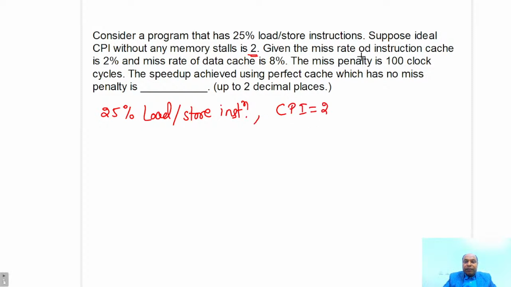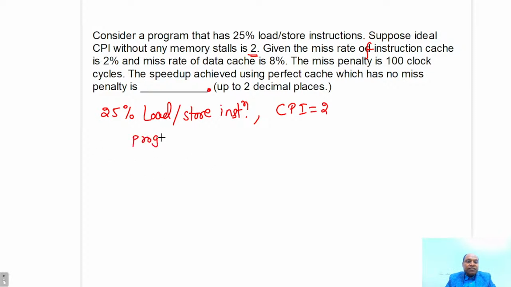Then given the miss rate of instruction cache is 2%, and the miss rate of data cache is 8%. Miss penalty is 100 clock cycles. The speedup achieved using a perfect cache, which has no miss penalty, is. So this particular question is there. Now we need to identify.